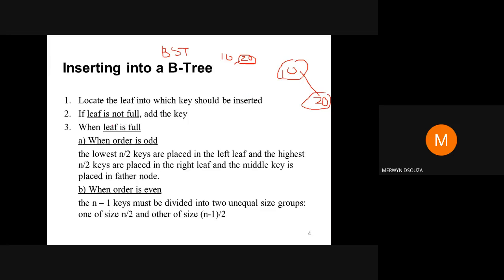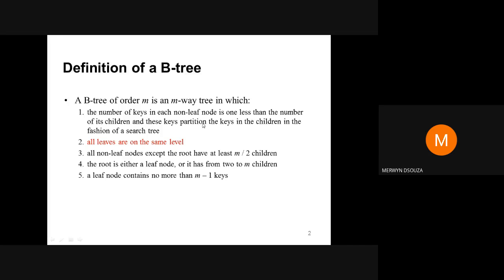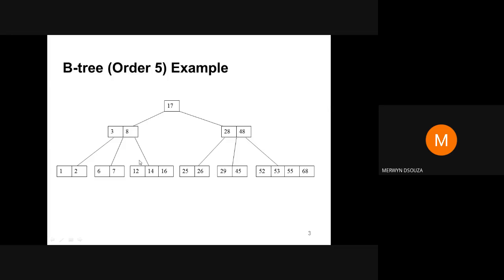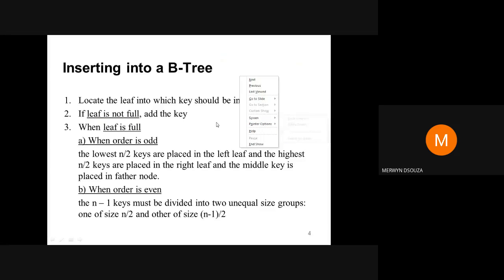Clear? So what do you mean by this? If leaf is not full, you are going to add a key like I added here. Okay, there's a slight mistake in what I just told you. Just ignore this; I'll show you in the next slide what we are doing. Just ignore what I just mentioned.